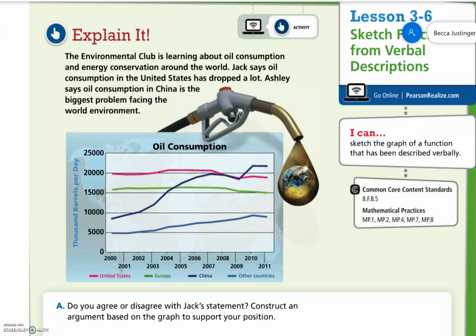Hi, 8th grade. Welcome to lesson 3-6, sketch functions from verbal descriptions. By the end of the lesson, I want you to be able to say, I can sketch the graph of a function that has been described verbally.